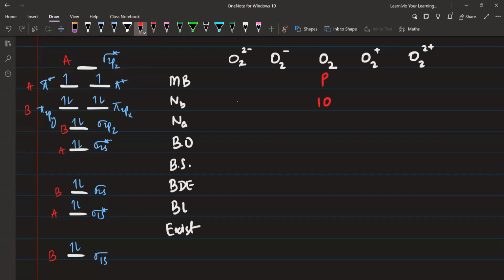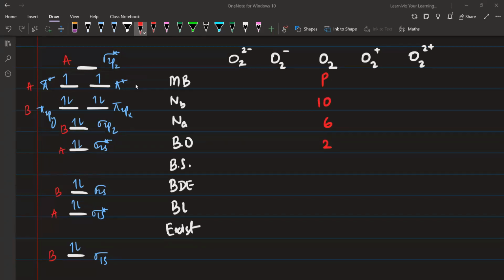6? 6, sure. Jasleen and Zainab, why is your mic off? Keep your mic on. Jasleen, bond order, tell me. Bond order: 10 minus 6 is equal to 4. 4 by 2 is equal to... Two. Very good.